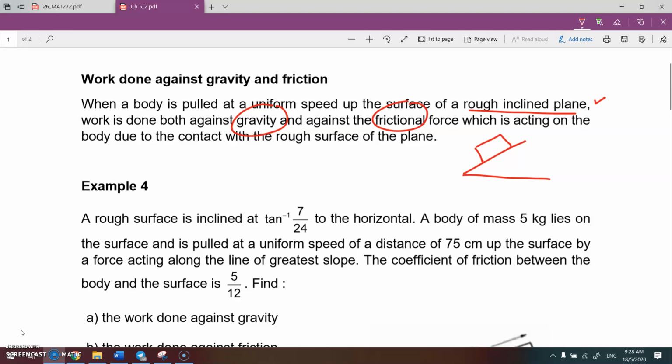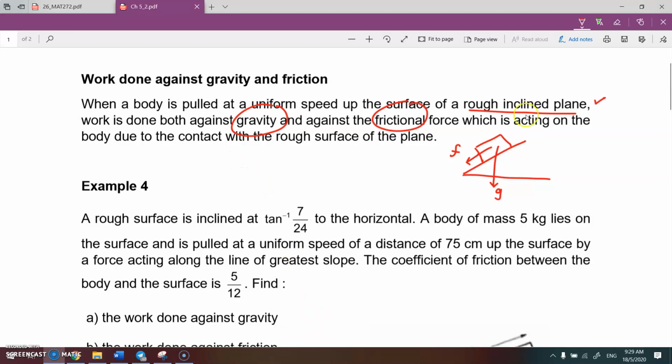Because it is a rough inclined plane, it means that first it is against the gravity, and also we have to consider there is a frictional force. So if the question is total work, it means the work against gravity plus the work against the frictional force.